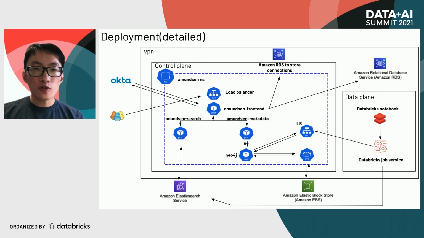So for the real Kubernetes deployment, we have replicas for the front-end, metadata, and search proxy. However, we only have a single Neo4j pod since the EBS-backed system volume is auto-provisioned and EBS does not support read-write many mode.